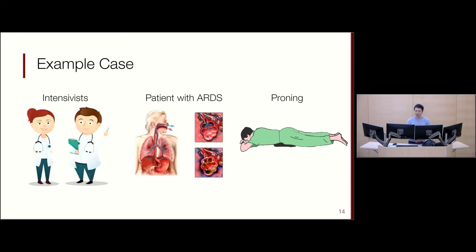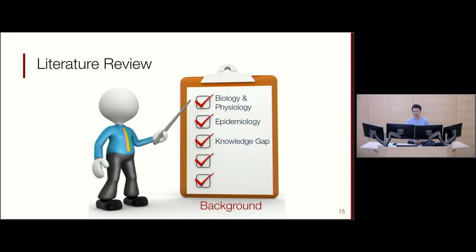For example, let's say you're an intensivist who works in the intensive care unit looking after patients with acute respiratory distress syndrome, or ARDS. You come across a potential new management for ARDS, which is proning, and you want to explore the possibility of conducting a study looking at the use of proning in patients with ARDS. Where would you start?